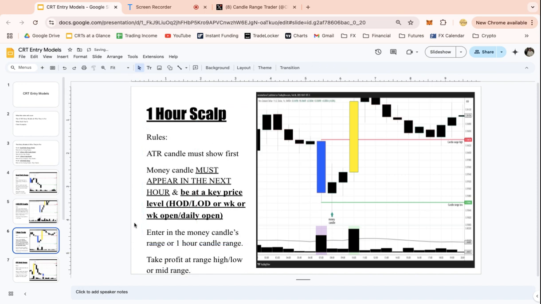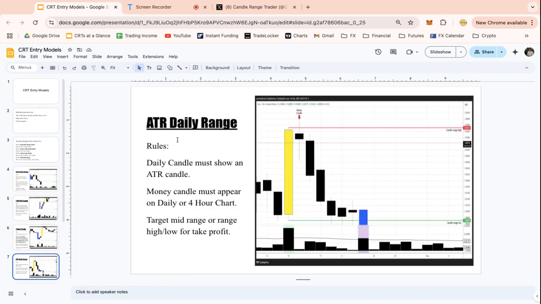And your take profit here could be in the middle of the range or the high of the range. Sometimes these break out, but your safest bet is to just have this take profit at the top of the range for a long example, or if you were going short at the bottom of the range, that would be fine. And the last entry model would be the daily range.